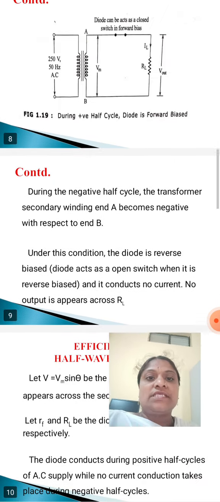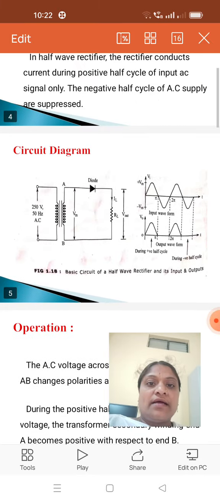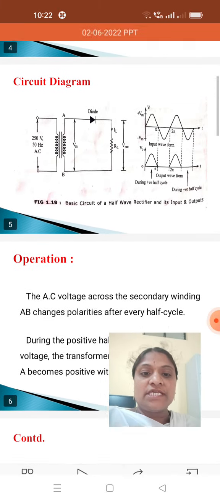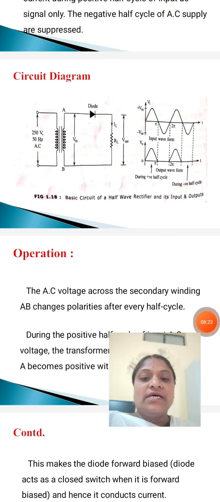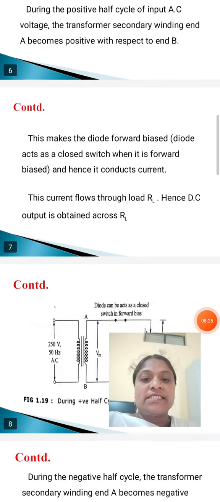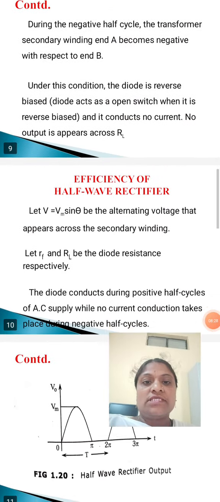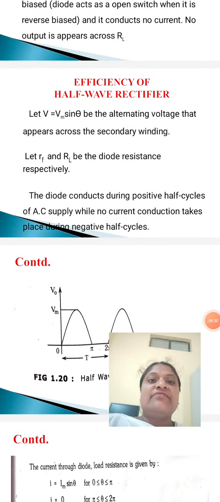Okay. So this is the circuit diagram, input and output waveforms and operation of half wave rectifier. Next, the second topic is efficiency of half wave rectifier.